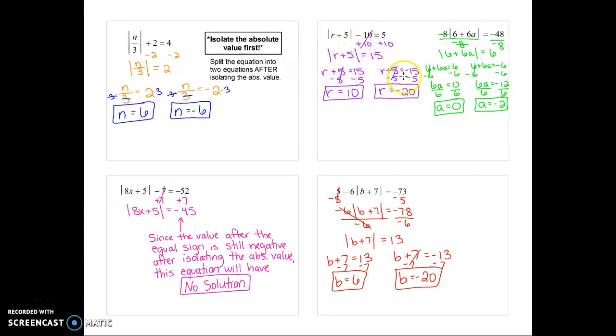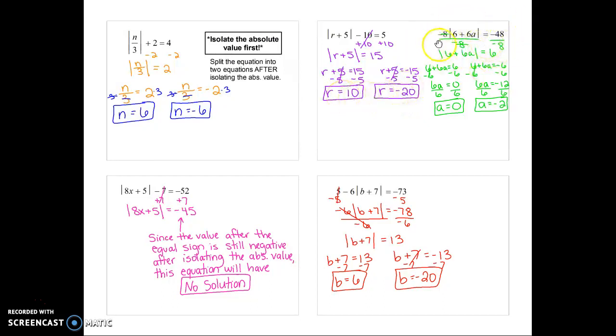Now this can be made into two equations. So this r plus 5 could have been a positive 15 in here, or this could have also been a -15. So r plus 5 equals -15. Again, one-step equations, solve them both. You get r equals 10 and r equals -20. So you have two possible answers.